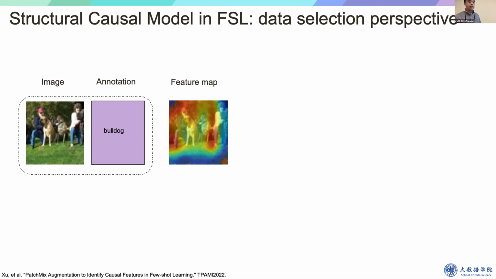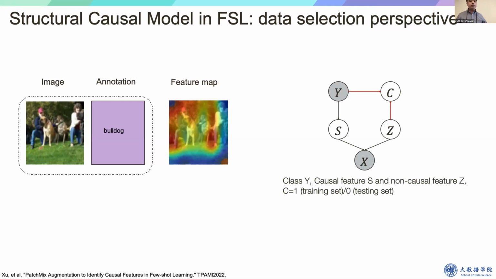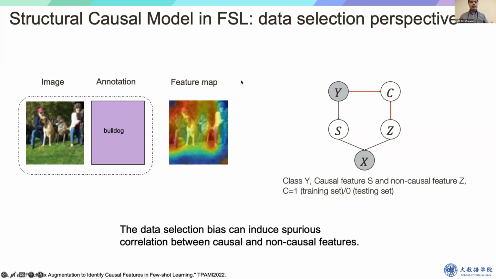To see this, we can construct another sample generation graph as in the figure, where we have the class Y, the causal feature S, and the non-causal feature Z. The class Y influences the causal feature S, and the class Y and non-causal feature Z will generate the sampling procedure C, where C equals 1 indicates the sample X is in the training set, and C equals 0 indicates the testing set. As a non-causal feature exists, the data sampling is biased and different in the training and the testing stage.